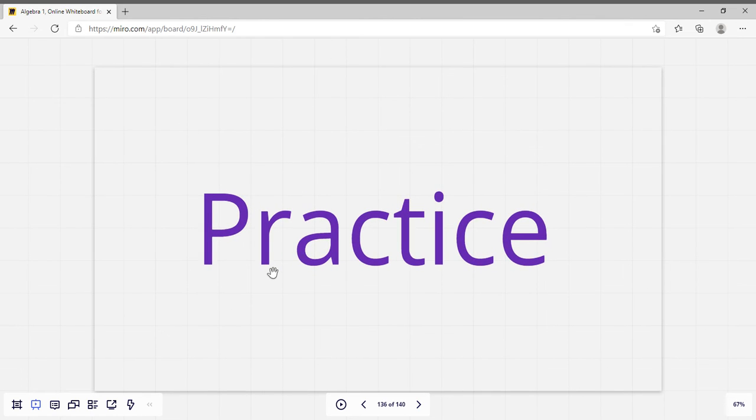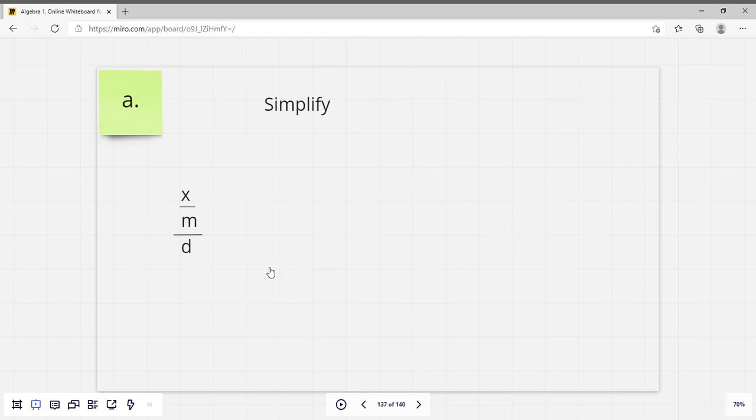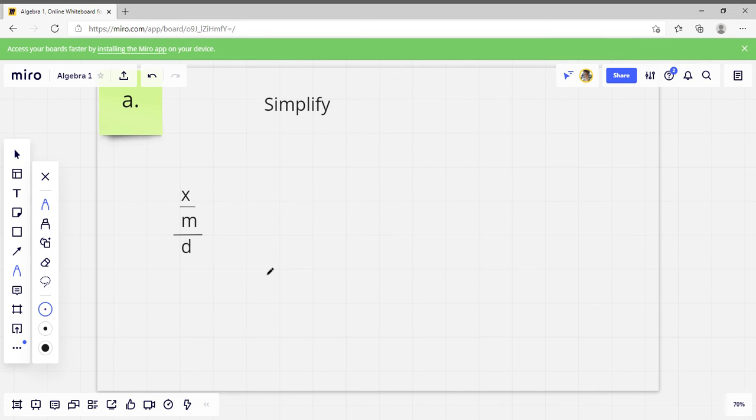All right, go ahead and try the practice problems. Pause the video, and when you're done, push play, and I'll come back and work them for you. All right, so this first one has x over m divided by d. So I'm going to put that d over 1, and then I'm going to flip and multiply. Whoops, got to flip it. So that's d over 1, 1 over d. Cancel, cancel, cancel, cancel. Multiply right across the top. 1 times x is x, md. So there's the answer to a.